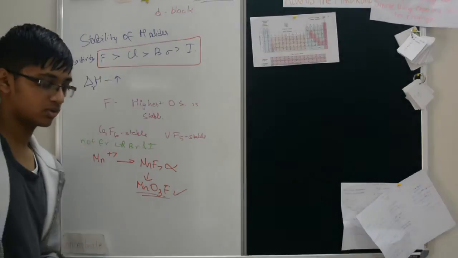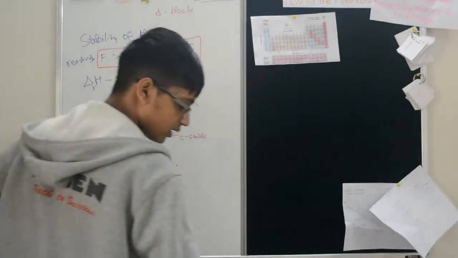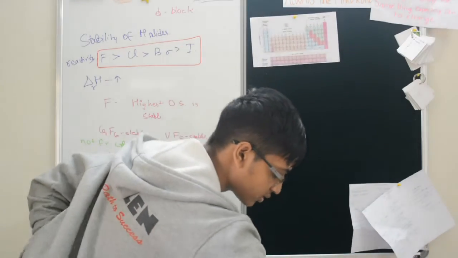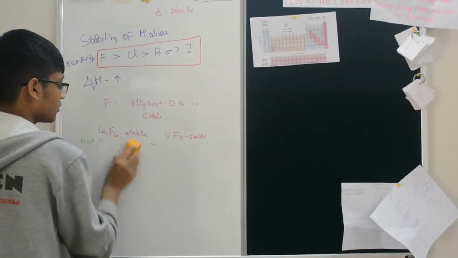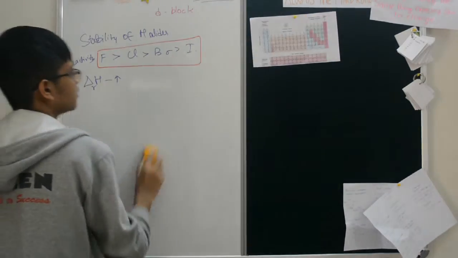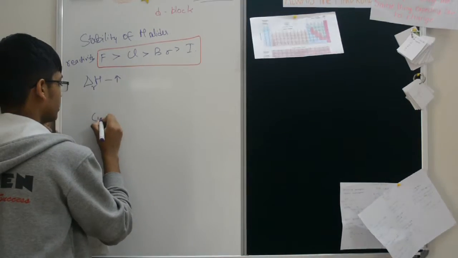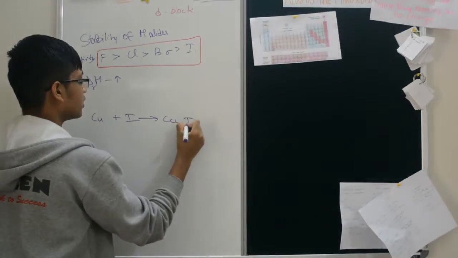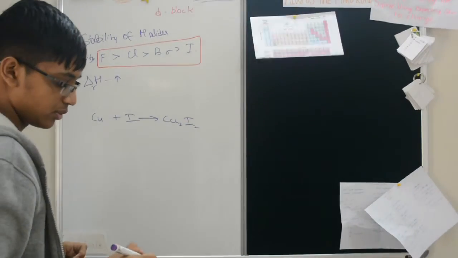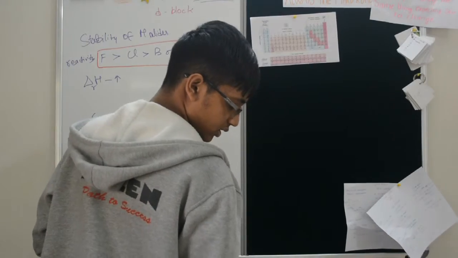And another thing you should remember is copper. Copper has a few exception cases. Like for example, copper plus iodine will form Cu2I2, okay? And copper also forms the copper 2 halides.